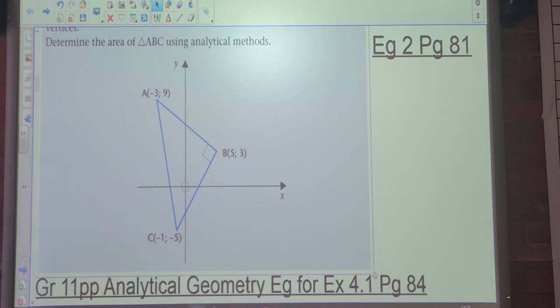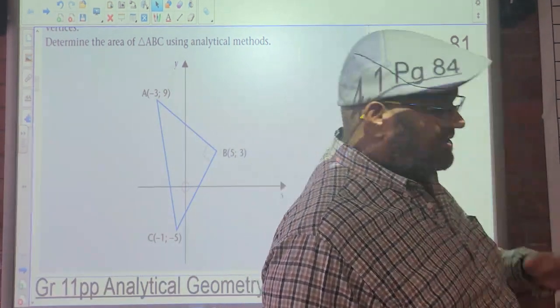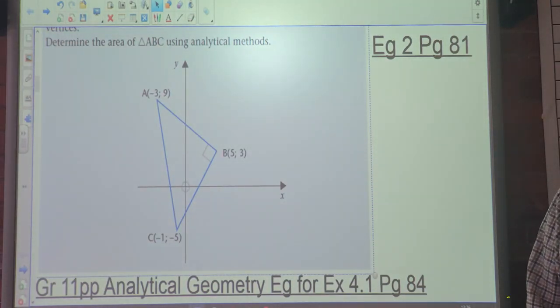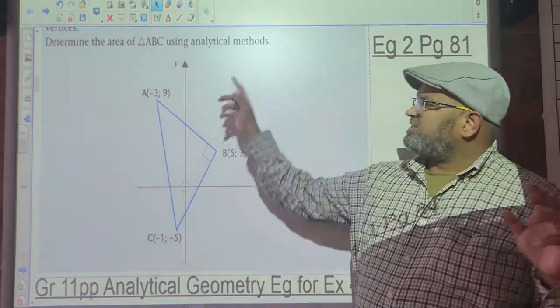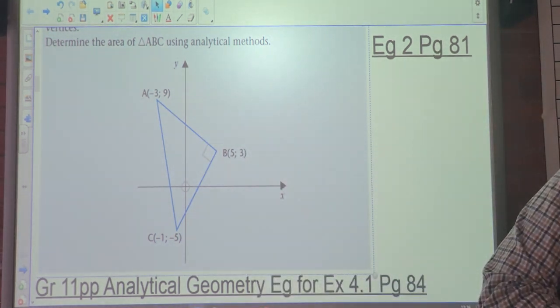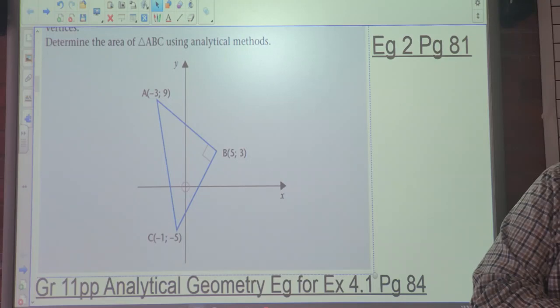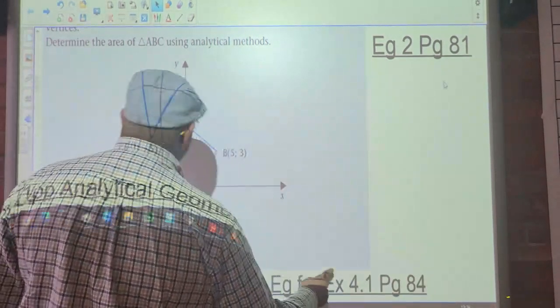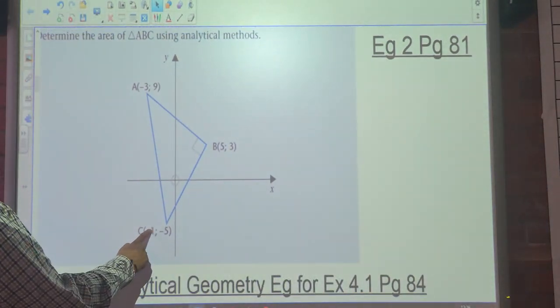People, when talking about analytical methods, what do they mean? They mean to say you must use the distance formula, midpoint formula, and gradient formula. For the fact that if lines are parallel, gradients are equal. Or if lines are perpendicular, the product of two gradients is negative 1. And if points are collinear, gradients are equal. So whenever they use analytical methods, that is basically what they mean. Alright, here we go.